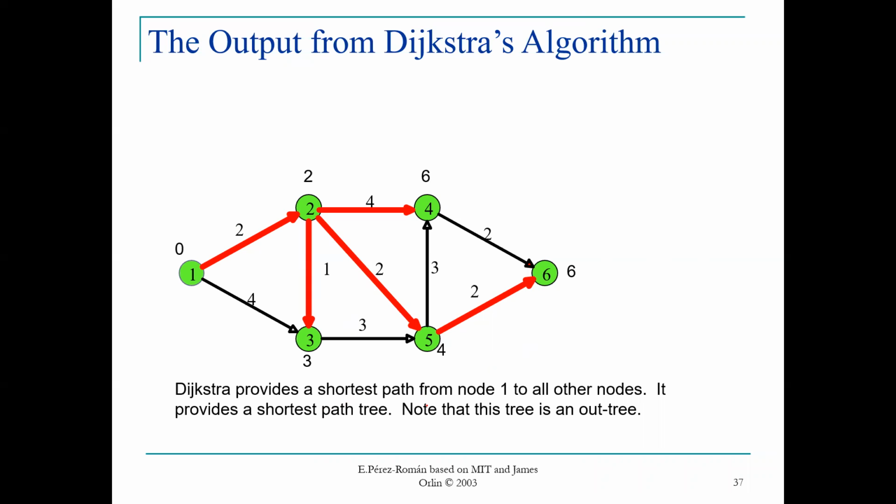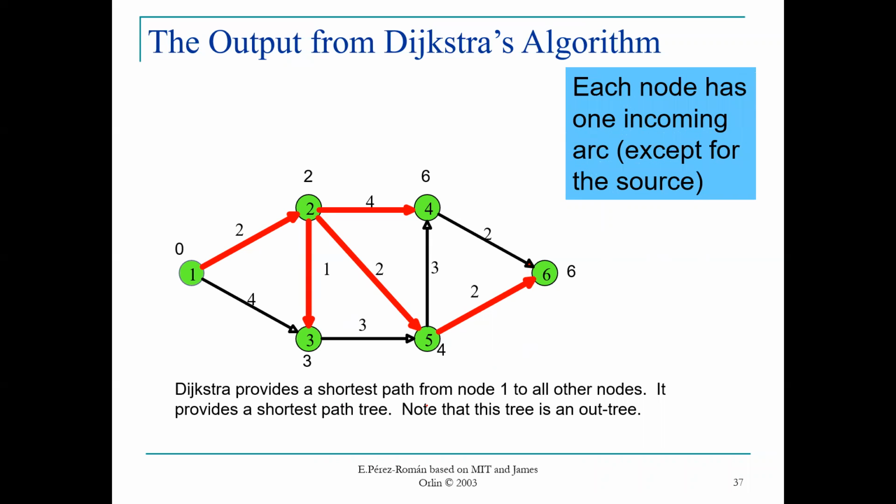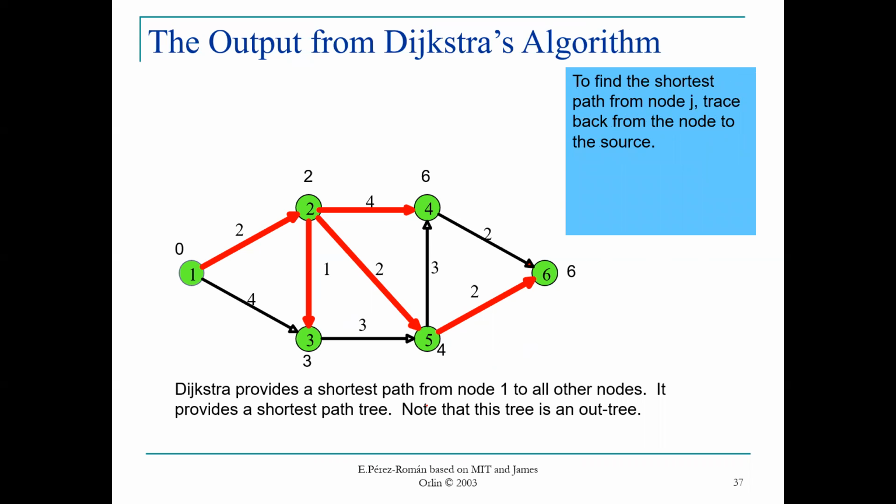Dijkstra provides the shortest path from node 1 to all other nodes. It provides the shortest path tree. Note that this tree is an out-tree, so each node has one incoming arc except for the source. So what is the solution for this problem? To find the shortest path from node J, trace back from the node to the source. So in this case, we go from 6 to 5. So that's equal to 2.